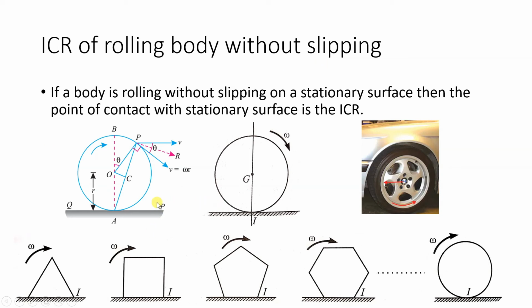Now here we are not going through the derivation part. If a body is rolling without slipping on a stationary surface, then the point of contact with the stationary surface is the ICR. So here you can see this body is rolling on a horizontal surface without slipping. So what will be the ICR? Point A.